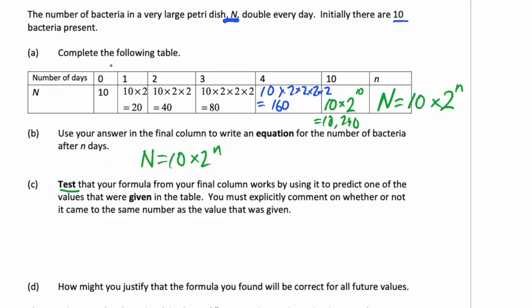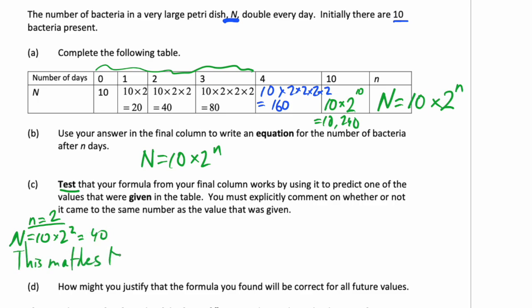Test it means you test it for one of the ones that was already given, so one of the numbers 0 to 3. So I guess we'll use n equals 2. I'm going to use the rule. N equals 10 times 2 to the power of 2, which equals 40. And this matches the table. So the rule is correct.